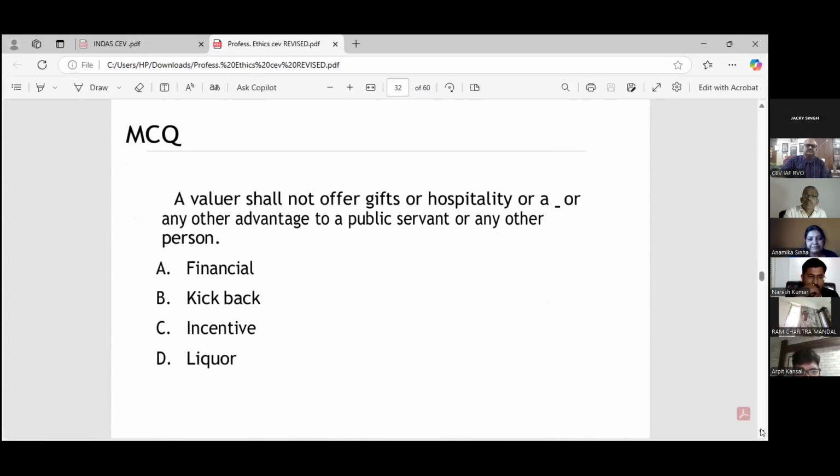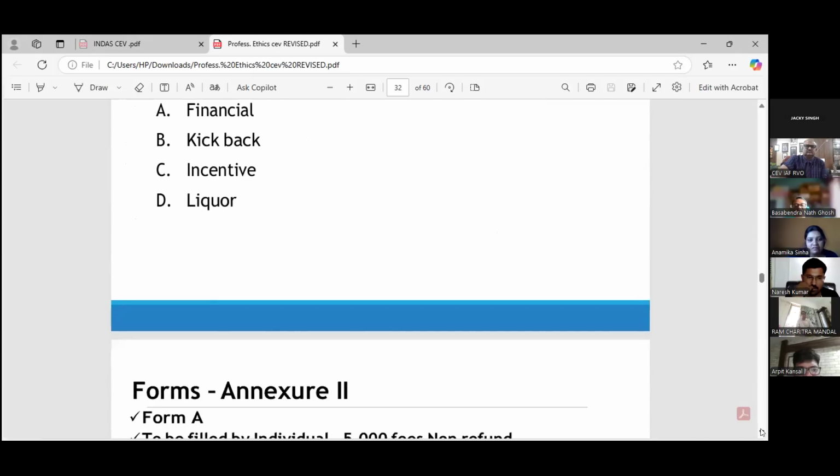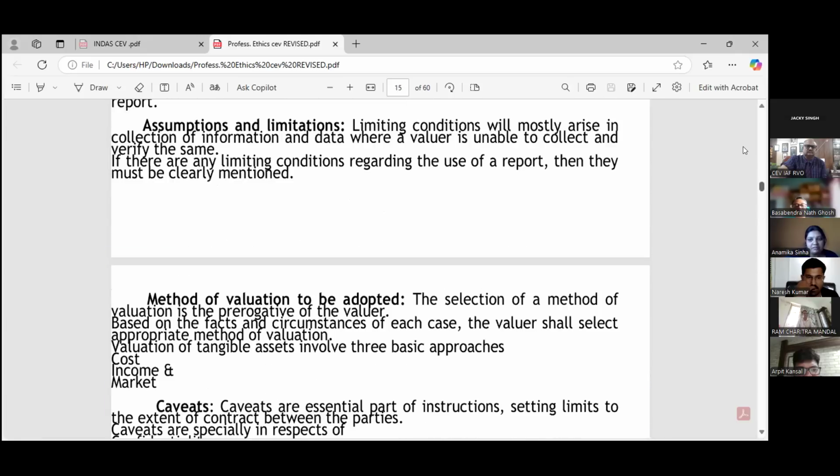A valuer shall not offer gifts, hospitality, or a financial or any other advantage to a public servant or any other person. This much you have to know for scoring 3 marks.